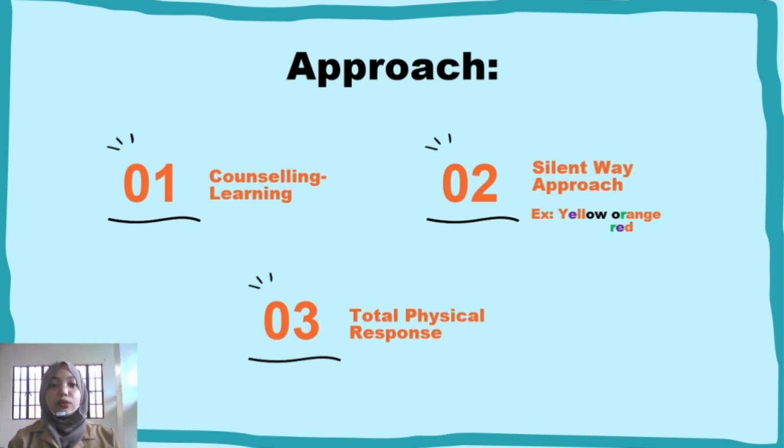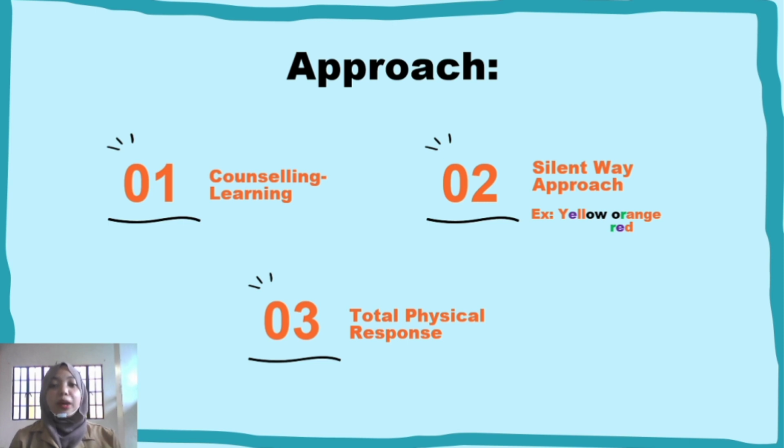Now, this theory has this approach, counseling learning. So students tend to say something, and then teachers should listen carefully. Next, silent approach. So we have here an example. First, the teachers will initially read the passage. Example: yellow, orange, red.